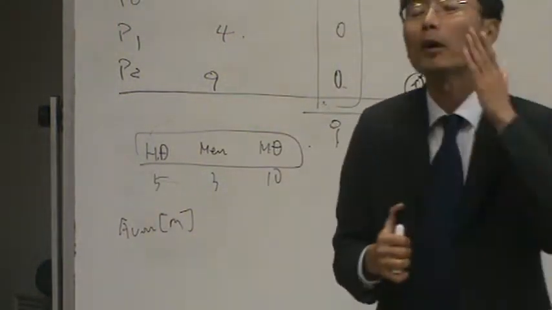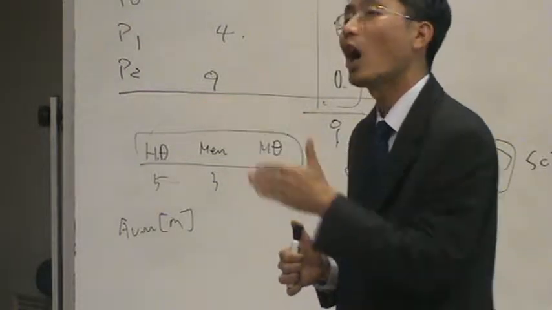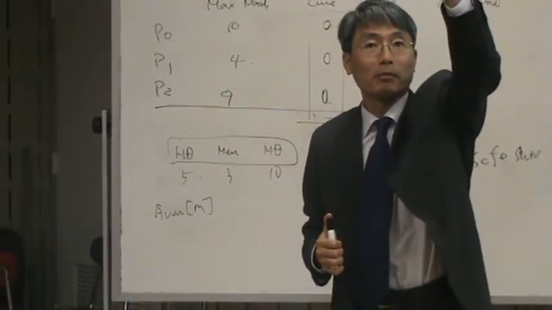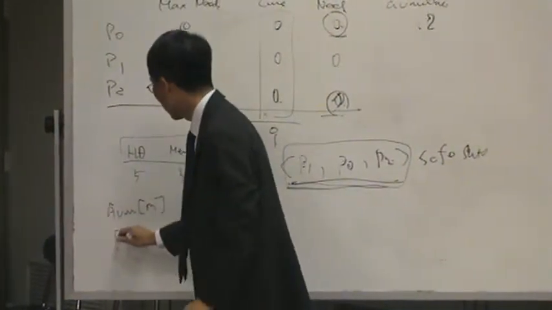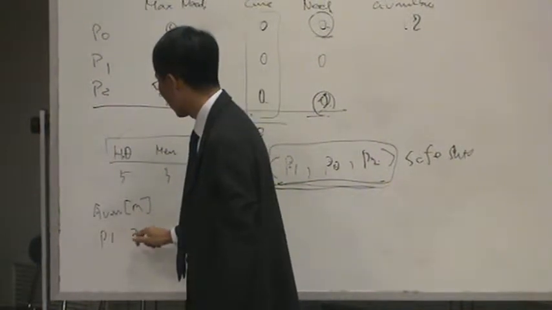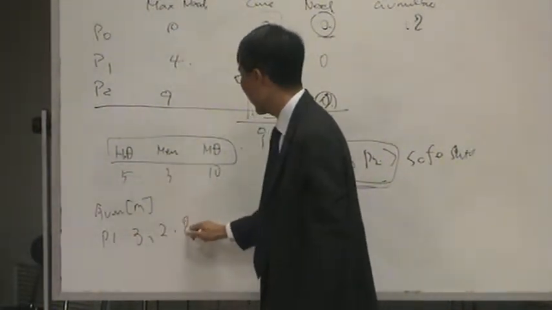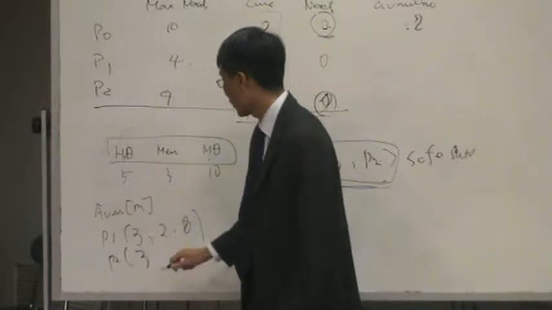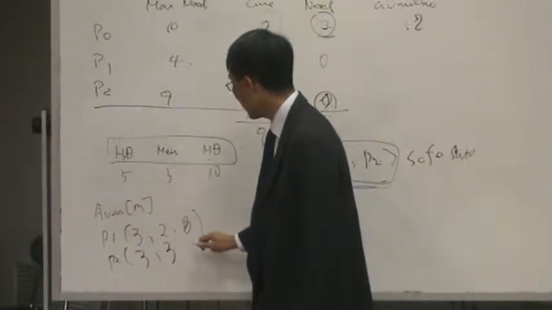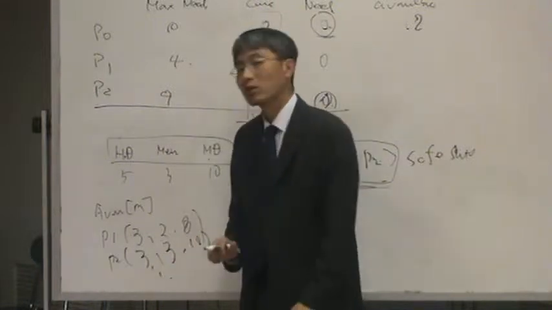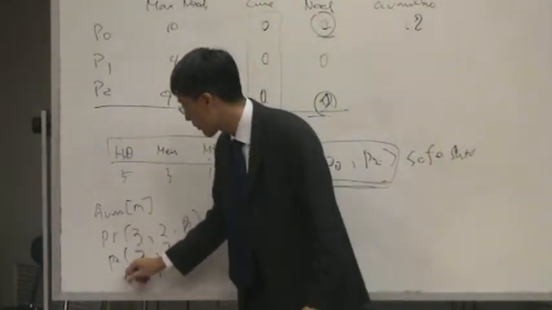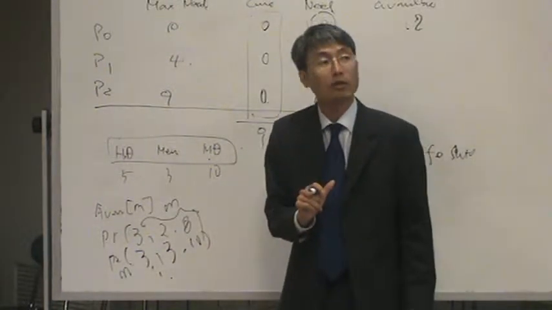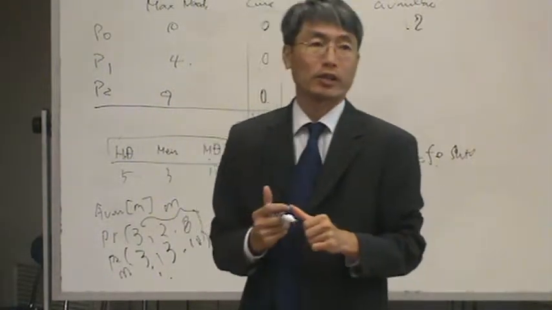Maximum is for each process, how many resources are needed on demand. The maximum. So for example, process 1 needs 3 hard disk drive, 2 memory and 8 magnetic tape. Process 2 needs 3 hard disk drive, 3 memory and 10 magnetic drive. So how many processes? You have n number of processes. How many resources? You have m number of resources. So it will be an n by m matrix.